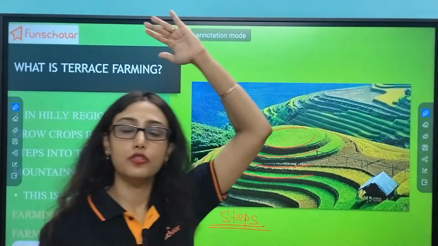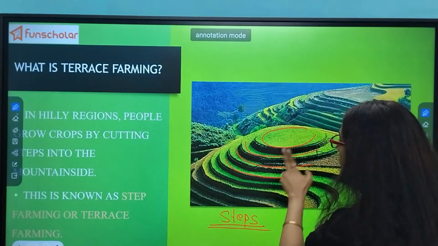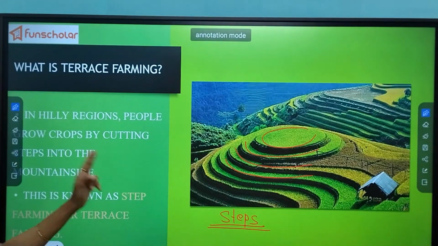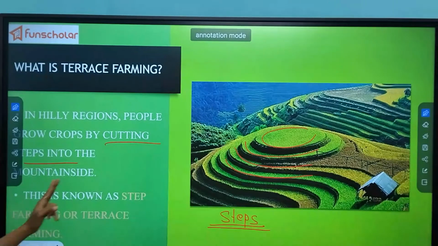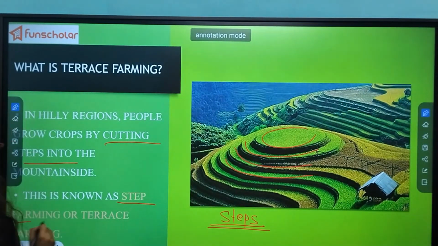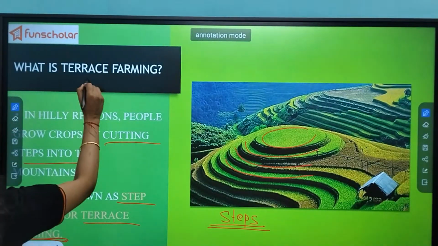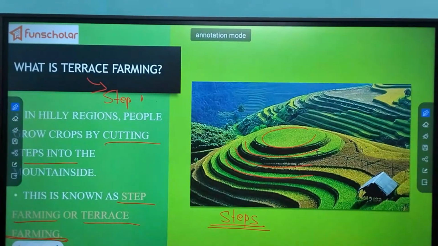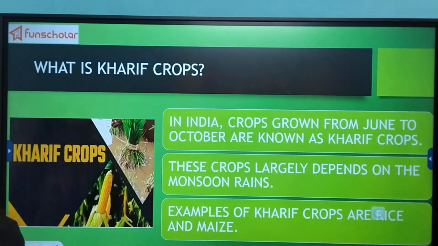This type of farming is known as terrace farming. It does not mean the roof above your house. Terrace here means cutting down the mountain into steps. In hilly regions, people grow crops by cutting steps into the mountains. This is known as step farming or terrace farming. Also, because of creating the steps, the other name of terrace farming is step farming. Okay? Understood? I hope the things are clear to you.